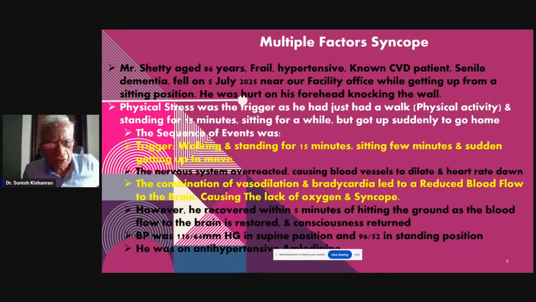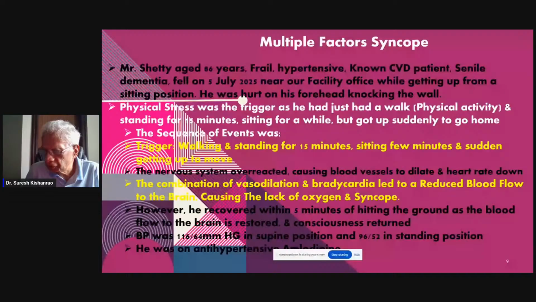Here, the person was under physical stress, which, according to my judgment, was the trigger, because he had had a routine walk of about 2 miles, and after that was standing for quite some time, then sat for a while, and suddenly got up to go home as his spouse called him. The sequence of events was the trigger of walking and standing for 15 minutes, sitting, and suddenly getting up to move further.